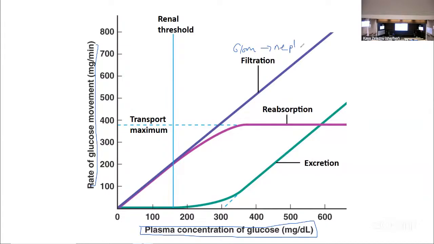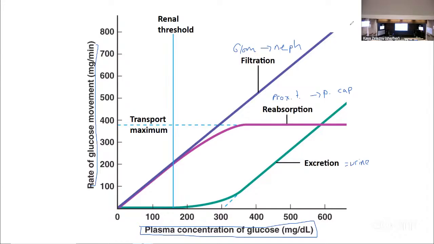Okay. Our reabsorption, that's how much glucose is moving back into the bloodstream. So this is going to be from our proximal tubule into our peritubular capillaries. Okay. And excretion is moving out of the body. So this is basically in the urine, so out of the body. Okay. So we're looking at movement in each of those kinds of ways on this graph.